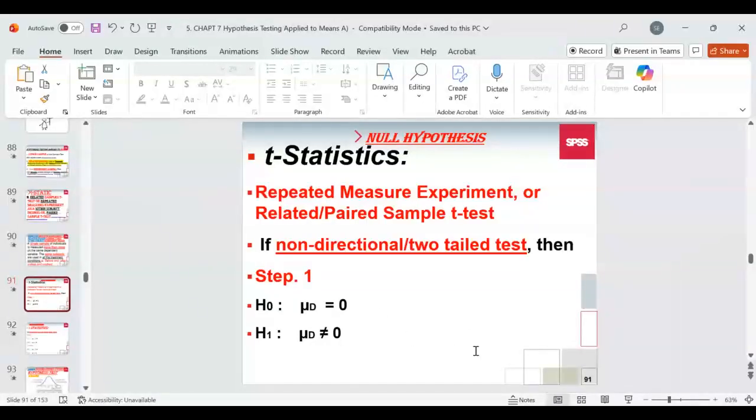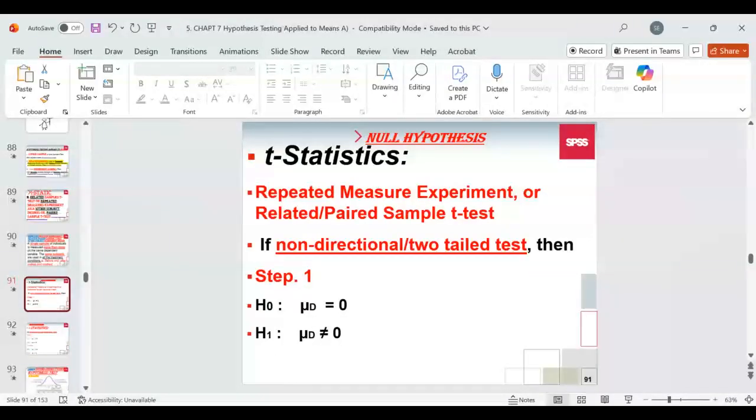Well, after 3 months of therapy, Null says it will be the same. 19 minus 19 is zero. But we think it will be lower, much lower. So there will be a difference. So that's what it's all about. We test the hypothesis.